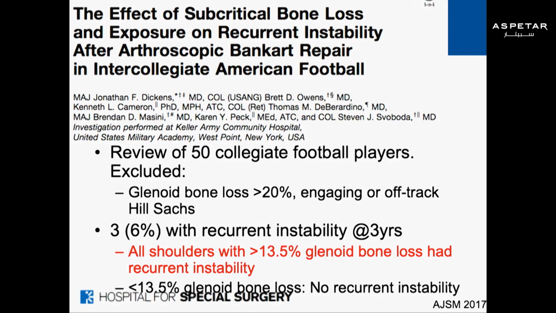They looked at shoulders with 13.5% glenoid bone loss, so almost half of what had been used before this. Those with more than 13.5% glenoid bone loss had recurrent instability, all of them, whereas those with less had no recurrent instability. So again, we're trying to find that number that helps us make decisions in the operating room or even before surgery to give our patients the best outcome. And this study did a good job of trying to get that number down from 25% to a more manageable 13%.